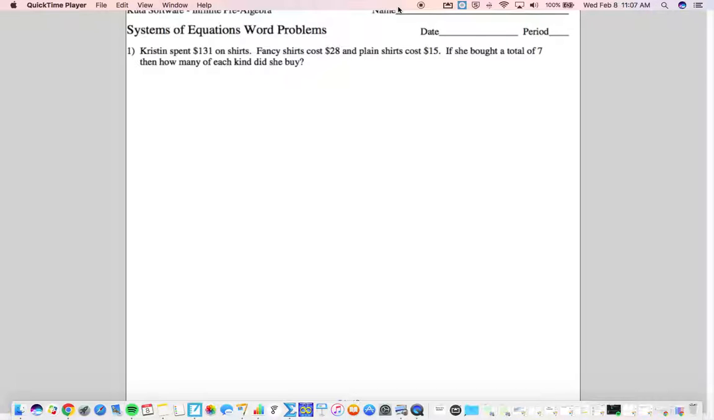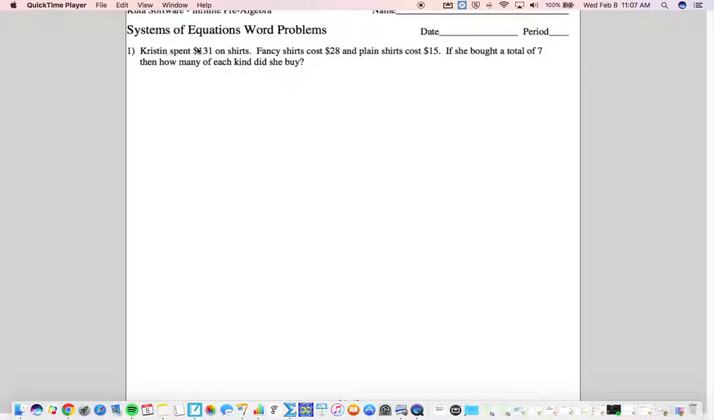So here we're going to look at some applications to systems of equations, aka your old word problems. Remember to mark the text or label the text. Also identify your variables and then always answer these as a complete sentence.